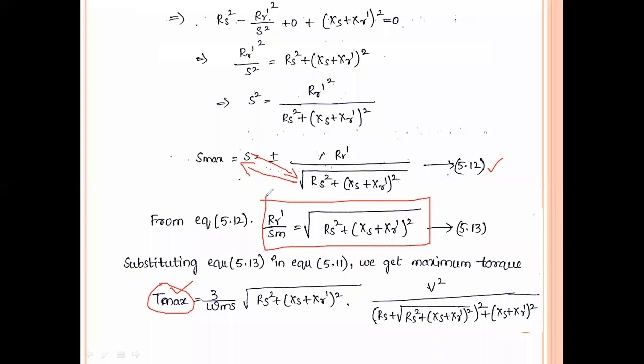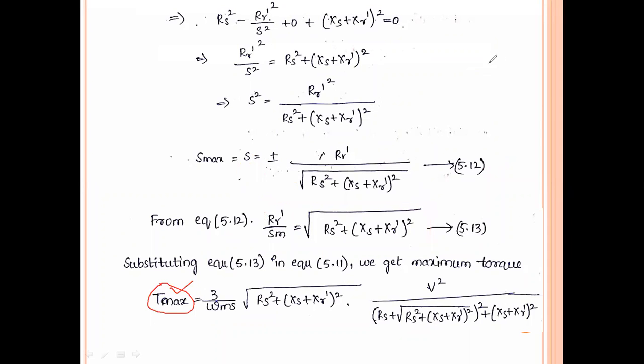You can see Rr dash by Sm, where Sm means the slip maximum, or maximum slip, equals the square root of R squared plus (Xs plus Xr dash) whole squared. Now this equation 5.13 is substituted in equation 5.11.